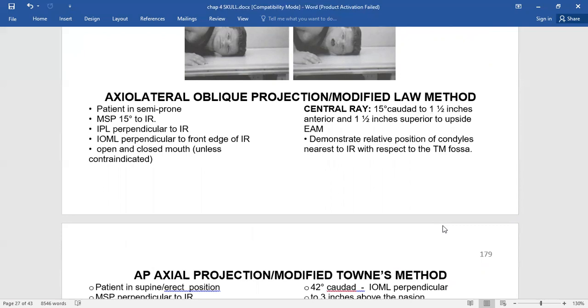So, the patient open and closed mouth. Bali, dalawang exposure siya. Isa yung open, isa yung closed mouth. Kaya modified siya. Central ray, pareho lang for open and closed, 15 degrees caudad. Demonstrate relative position of condyles near the IR with respect to the temporomandibular fossa.